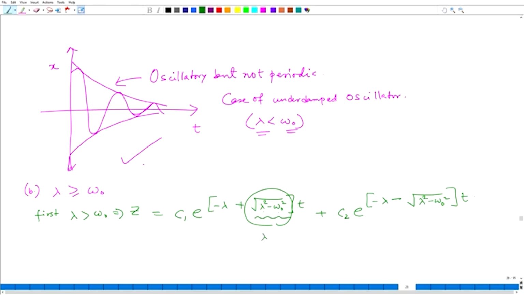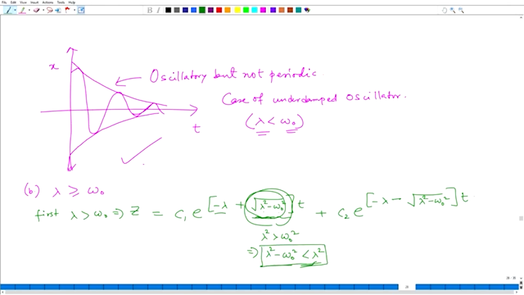So, the point is, since lambda square is greater than omega 0 square here, of course, I can write that lambda square minus omega 0 square will be less than lambda square. That is something we can always say. And that is why you see that you will always have something. So, this is minus lambda, and this part is less than lambda. That is what I just showed here.